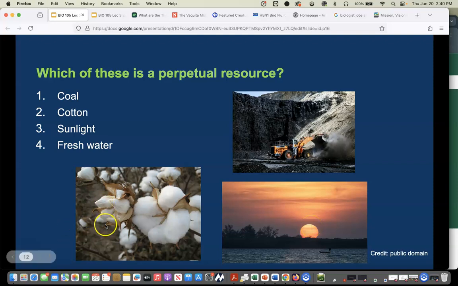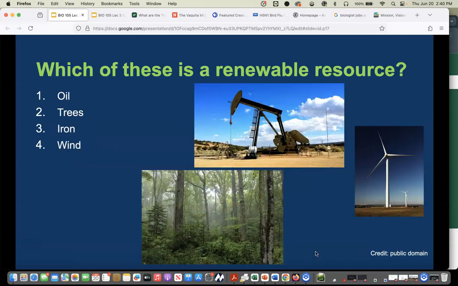Again, we're using certain things like cotton and coal, even our fresh water, potable water, at rates that are not going to be around forever on a human time scale. So again, solar energy, sunlight, is the only perpetual resource that we can say is expected to last on a human time scale for at least 5 billion years. So sunlight is our only perpetual resource there.